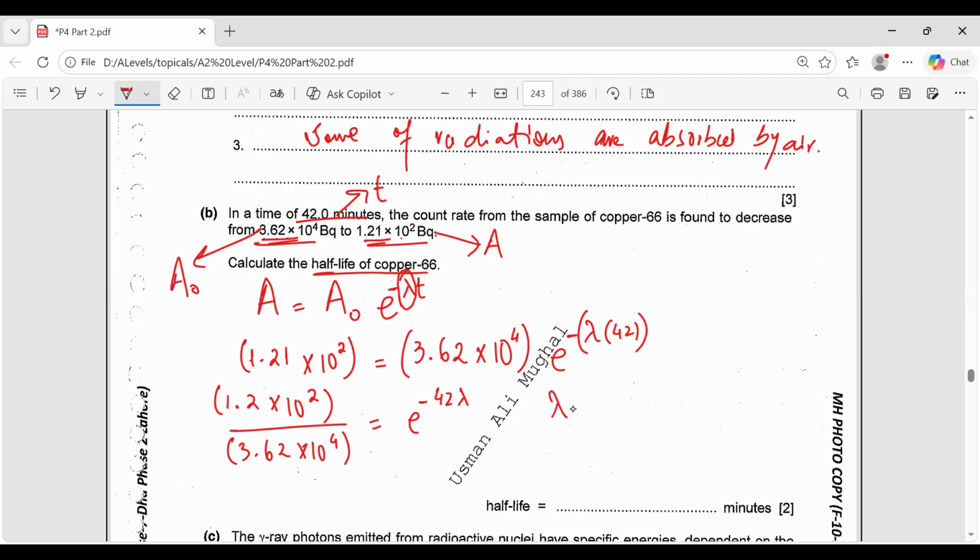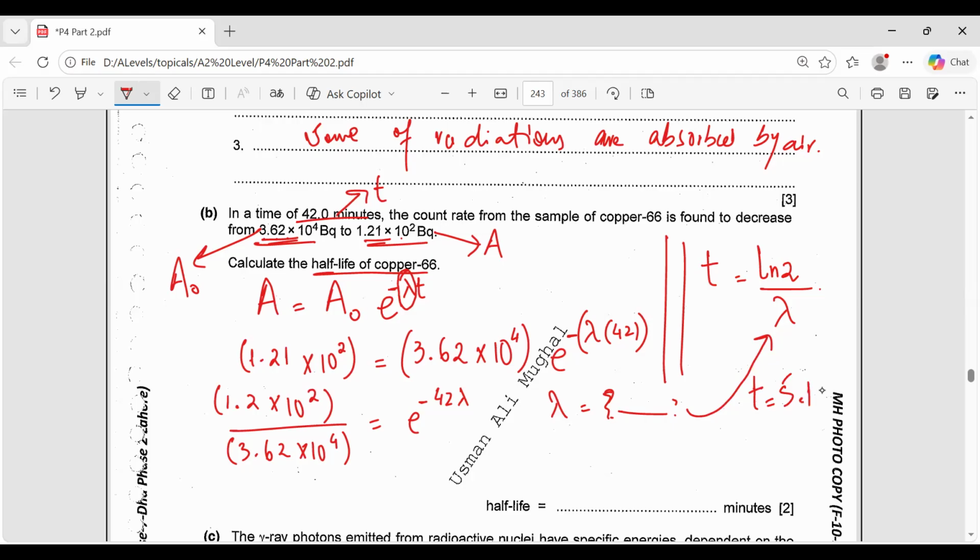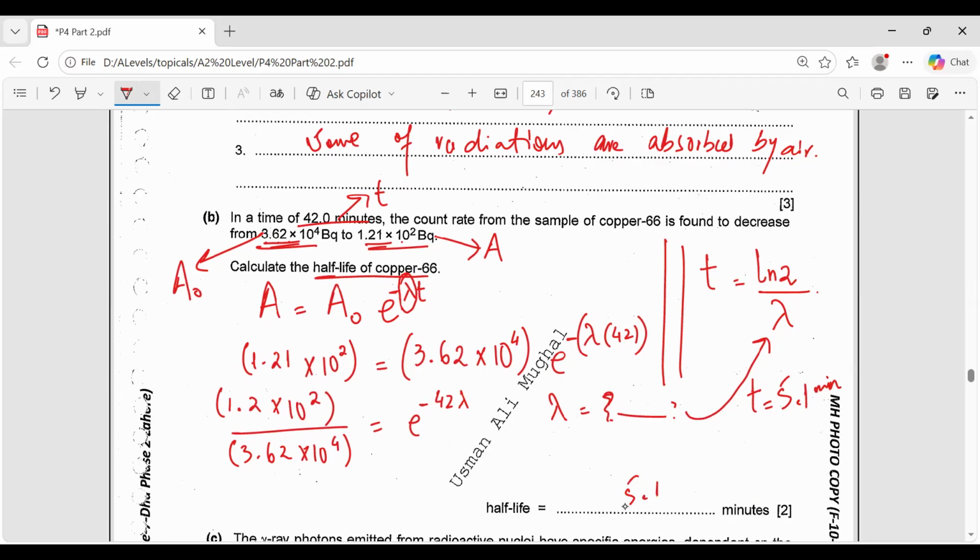So you will get one value of decay constant from here, right? And when you get the value of decay constant, what do you have to find next? Half-life. We know the formula of half-life is natural log of 2 divided by lambda. So you place the value of lambda after calculation into this formula. Reading from the mark scheme, the half-life time period will be equal to 5.1 minutes. So your final answer will be 5.1.